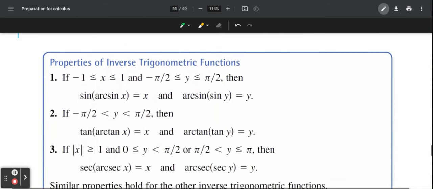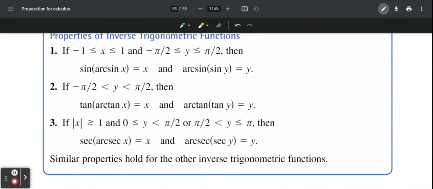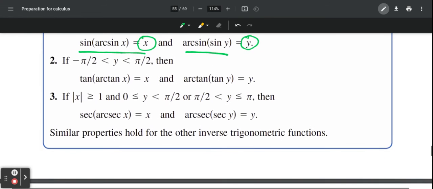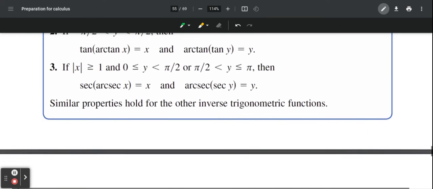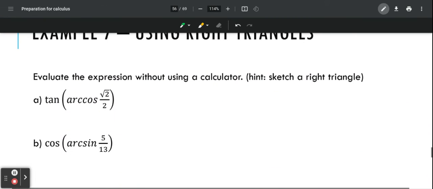And then we have some properties of our trig functions. When you take the sine of an inverse sine or the inverse sine of the sine, you would potentially simplify down to whatever you're taking that inverse sine or that sine of, as long as you're within that restricted domain to start. The same thing holds for your tangent, your secant, your cosecant, and all of those. So let's look at these.